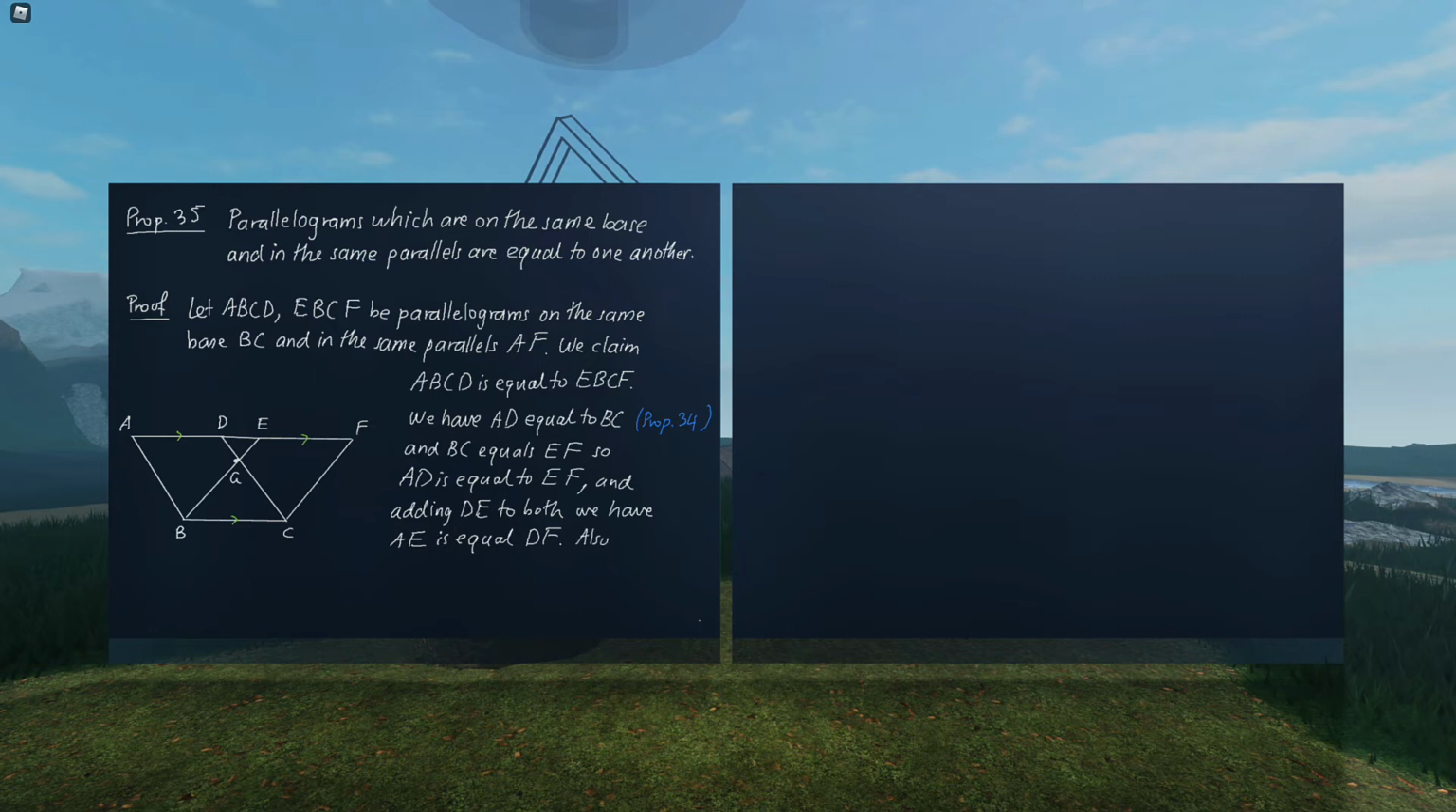Okay. Also, AB is equal to DC. That's by proposition 34 again. So now let's think about these triangles. We have side equals side, we have side equals side, and we just need one of the angles to agree. But these angles here are, what's that? Exterior and interior angles of parallel lines intersected with a line.